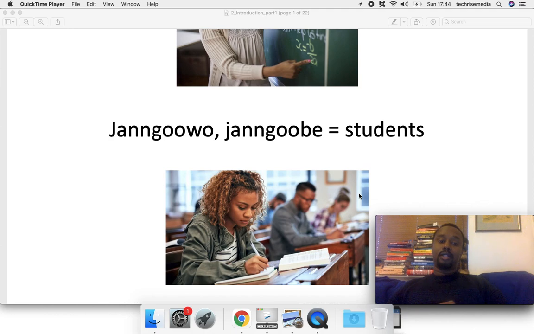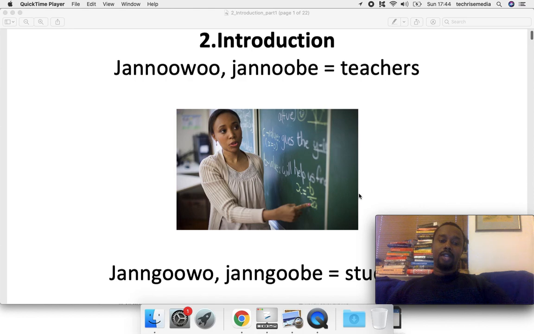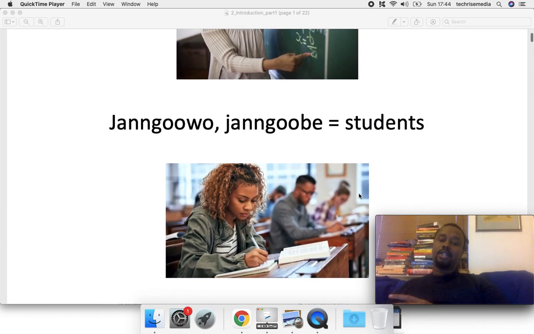So we have students. It's a little bit confusing because if you see the two, there's Janowo and Jangobe. It's the same thing as teacher and student. It has the same sound in a way. So we have Jangowo and Jangobe, right? So it means student, someone who's learning. Jangowo, Jangobe, someone who is learning, right? So that's what it means, student.